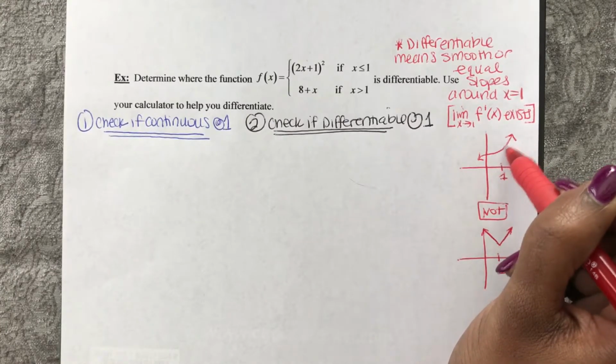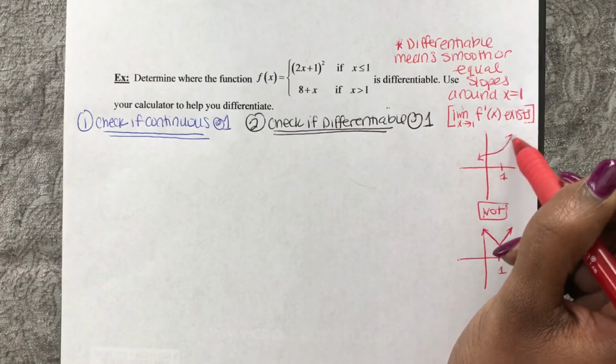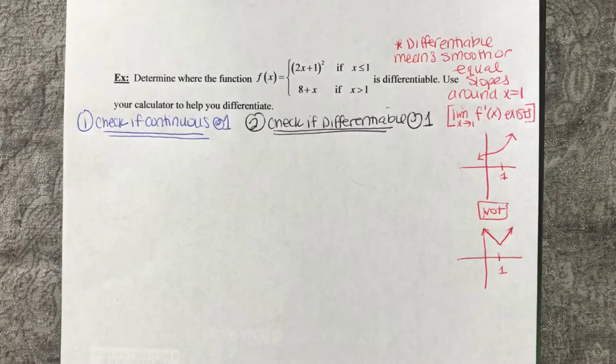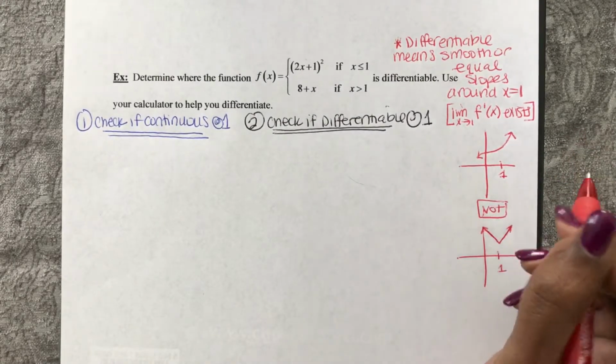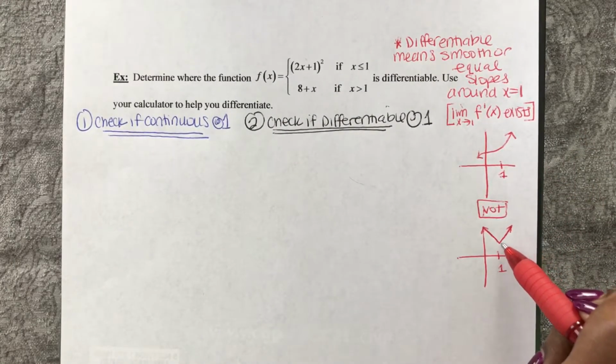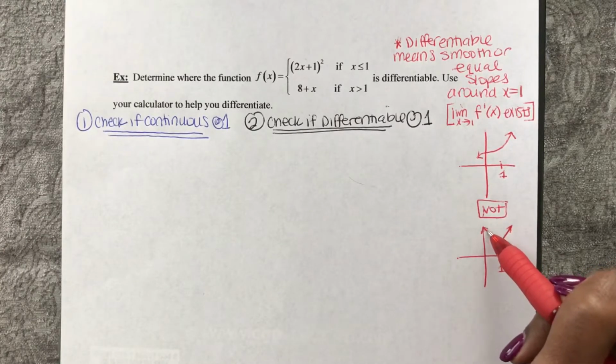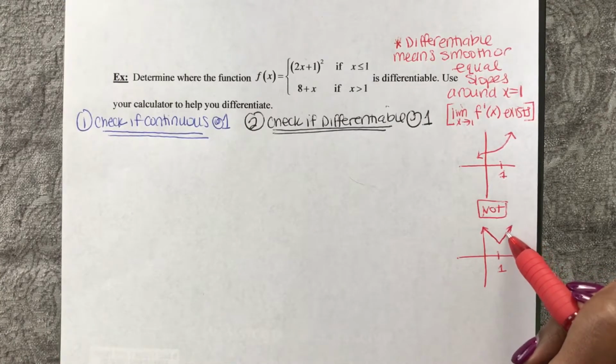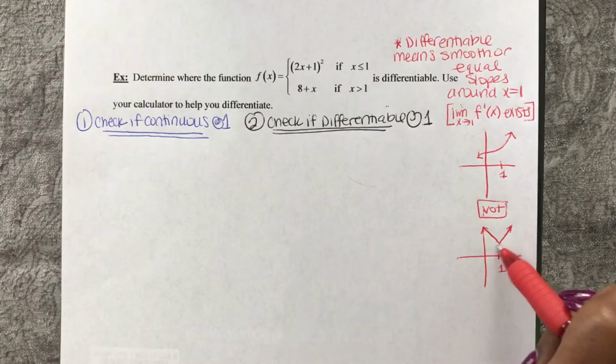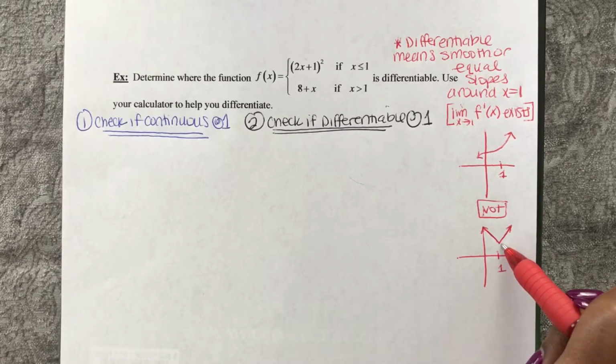or equal on both sides of any point of interest or any point throughout the function where it's differentiable. If we look at this one that's not differentiable at 1, it is continuous, but we look, the slope this way is not equal to the slope this way, so therefore this function is not differentiable at 1.